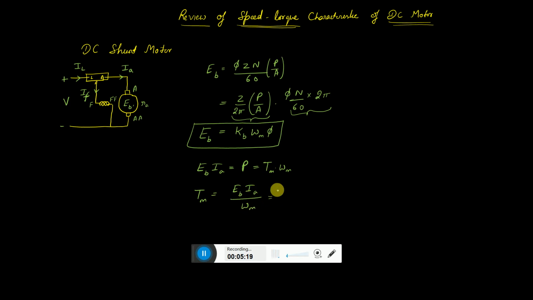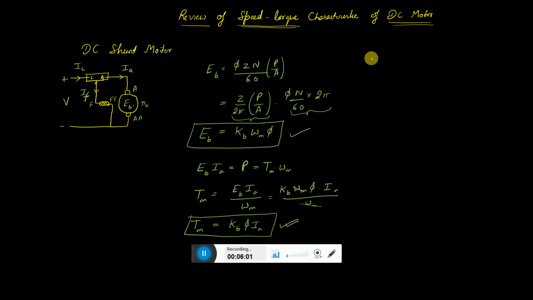omega m, where EB is equal to KB omega m phi, into IA divided by omega m. So from here we can write Tm is equal to KB phi into IA. Thus we get the expression for the back EMF EB, and also we get the expression for the torque in terms of flux phi, omega m and IA.